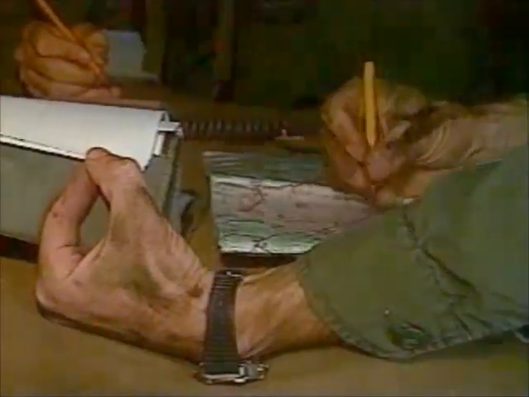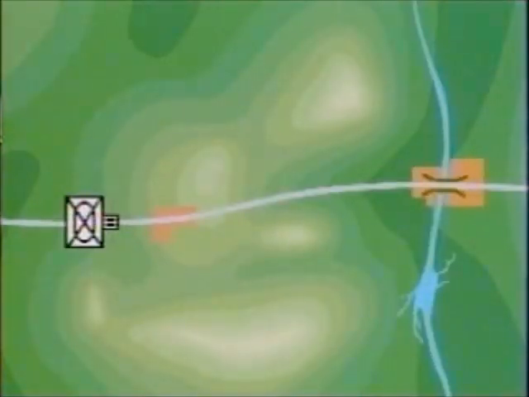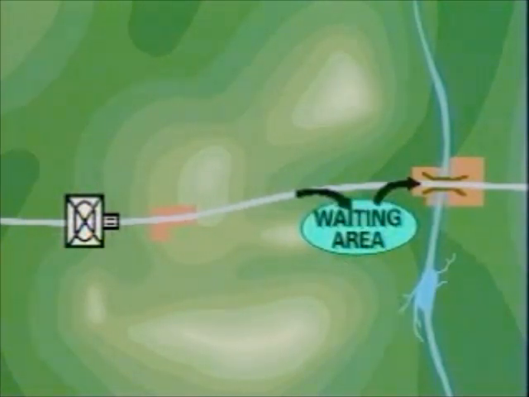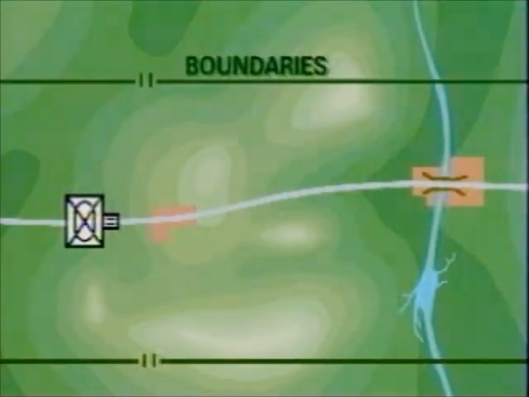Control of the battle group is implicit in the terminology associated with various types of operations. The battle group moves astride an axis, which follows a route or convenient terrain feature. Harbors permit dispersal and concealment and are mainly used for rest, maintenance, and replenishment. Waiting areas which offer concealment are selected along a route or axis and are used for the control of movement. Boundaries establish areas of responsibility.